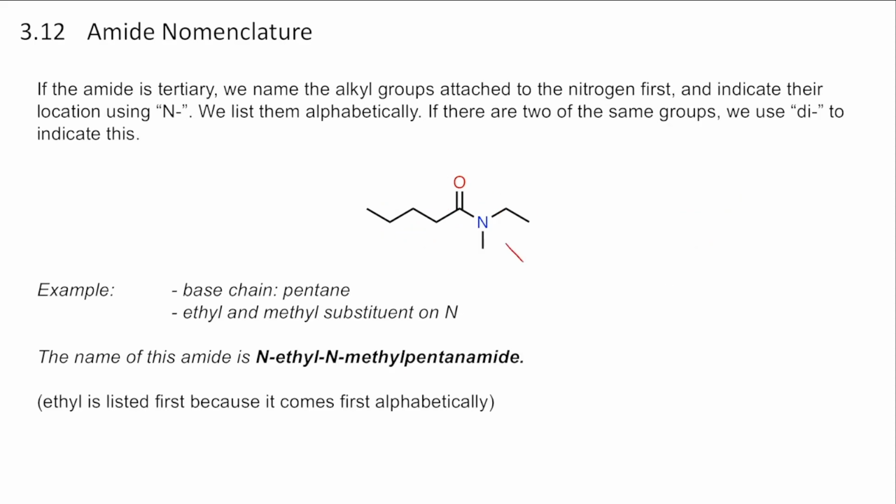This example is a tertiary amide, so we have an N-ethyl and an N-methyl.